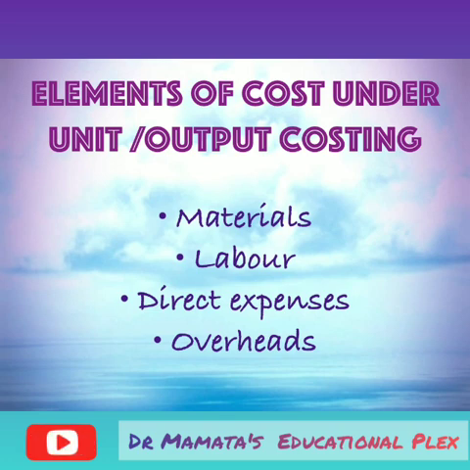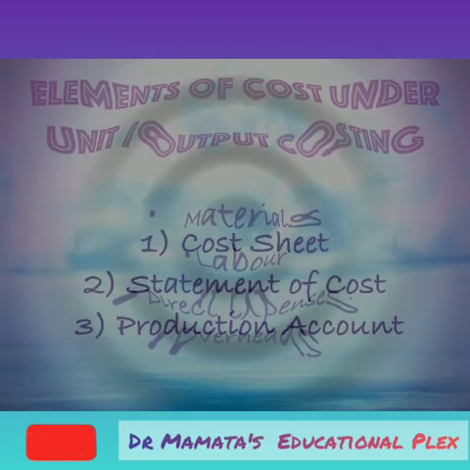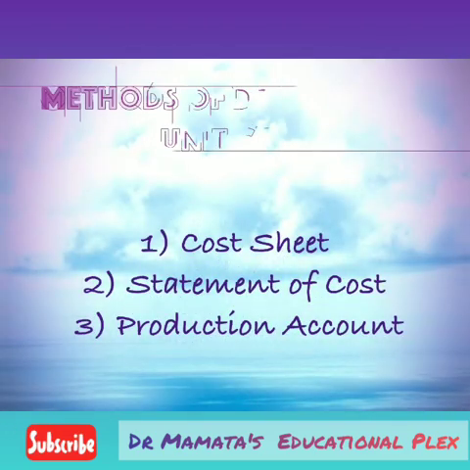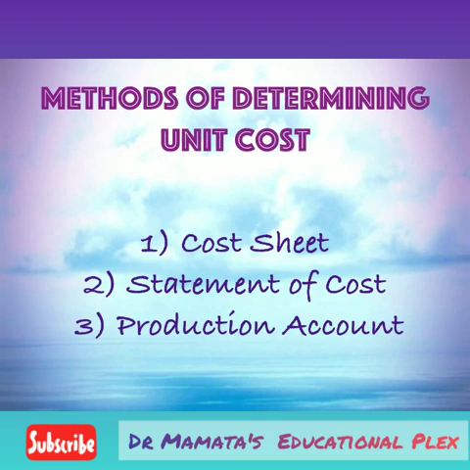Then there are some elements which are associated with unit costing. These are materials, labor, direct expenses and overheads. As we all know, these are the elements of cost, and we have to deal with them under unit costing also. Then what are the methods of determining unit cost? We have to prepare a cost sheet. We can make a statement of cost and we can also prepare a production account.